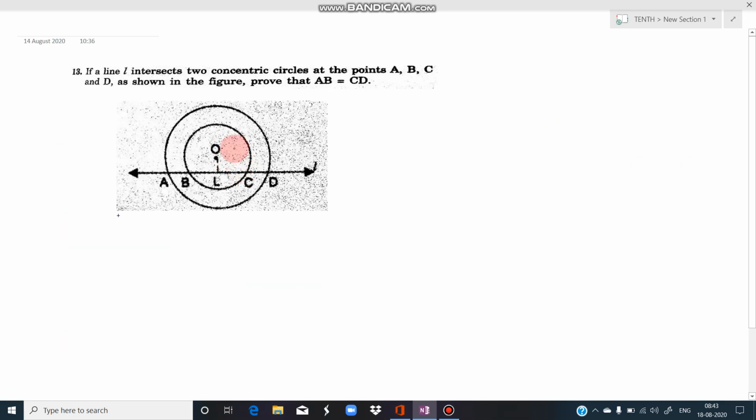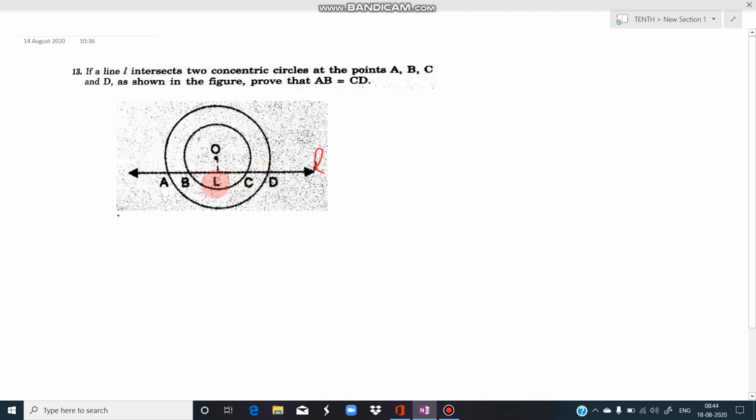Here students, in this question we are given two concentric circles. The center of these two circles is O. There is a line L. This is the line L. It is intersecting these circles at the points A, B, C and D. We have to prove that AB and CD are equal.